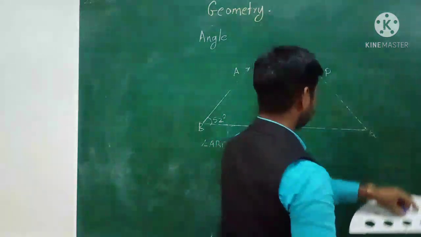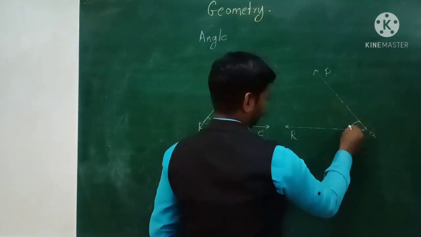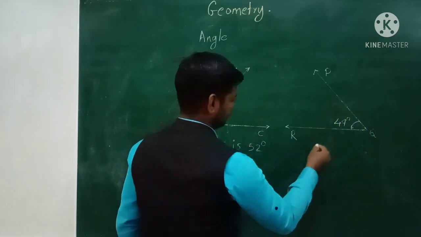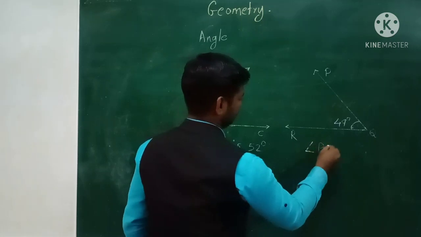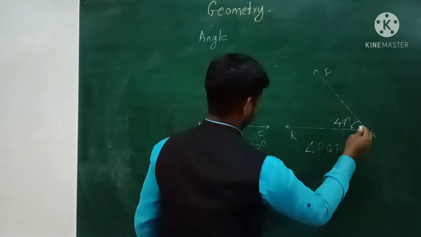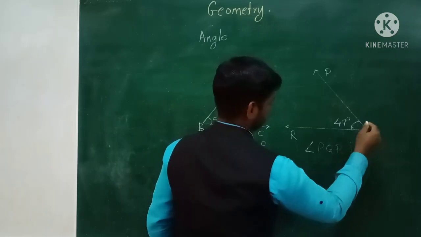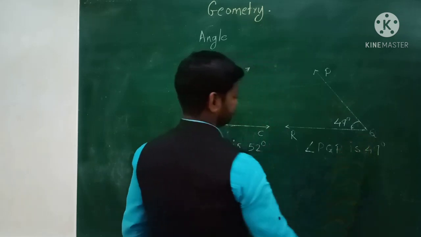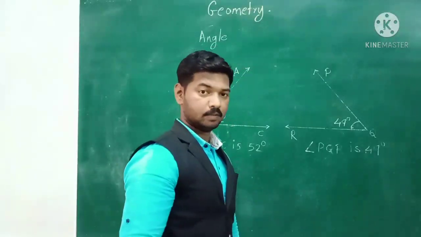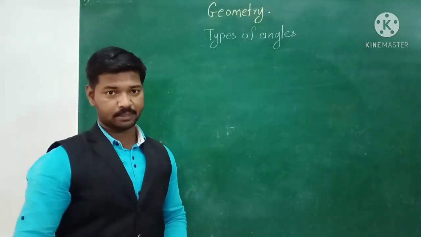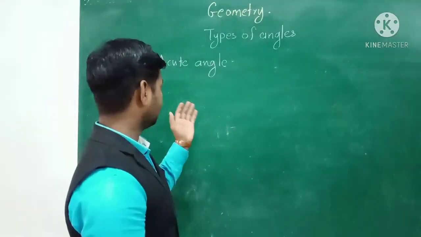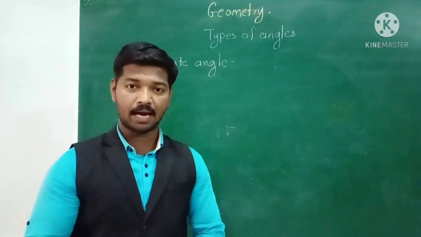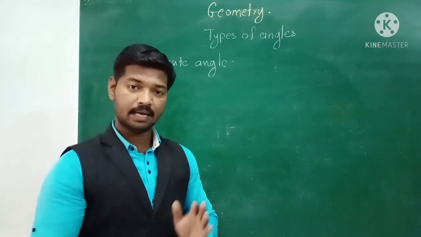So the angle which is created is 49 degrees. And we will write angle PQR is 49 degrees. Understood? Now we will see types of angle. First we will see about acute angle. An angle which measures more than 0 degree and less than 90 degree is known as acute angle.